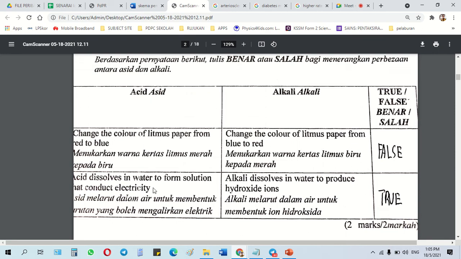And then for acid, number 2, acid dissolves in water to form a solution that conducts electricity. Yes, because acid has hydrogen there, H+. So the H+ can conduct electricity. And alkali dissolves in water to produce hydroxide ion, or OH negative. This one I have already shown in your class. So both of these statements are true. So your friend is correct.